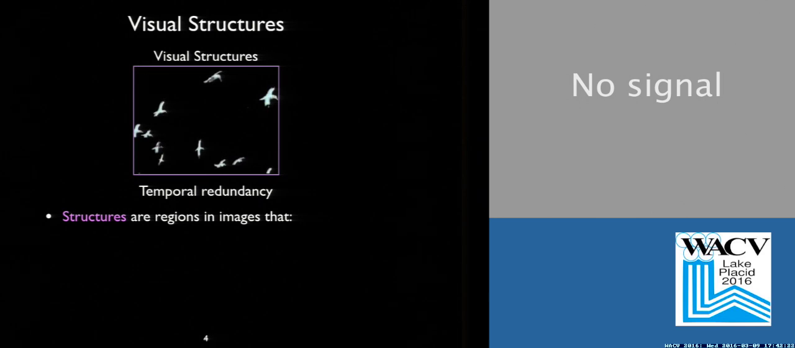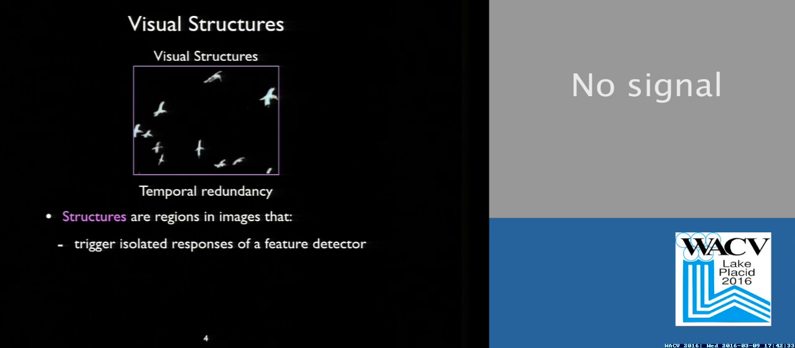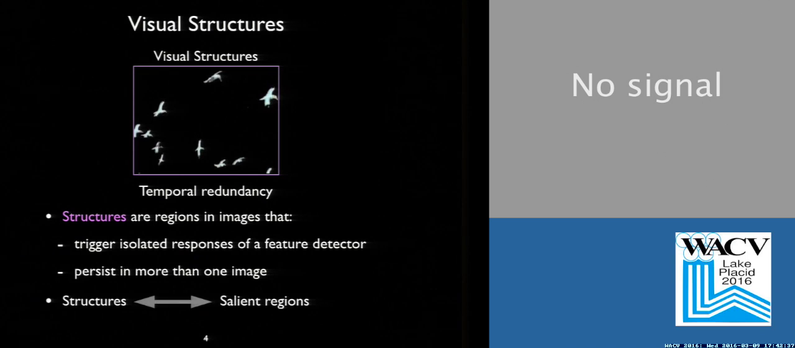We define structures as regions in images that have two properties. First one, they trigger isolated responses of a feature detector that generate regions of interest such as blobs, corners, and so on. And these regions persist in more than one image. Therefore, structures can be generally thought of as the salient regions of the video.